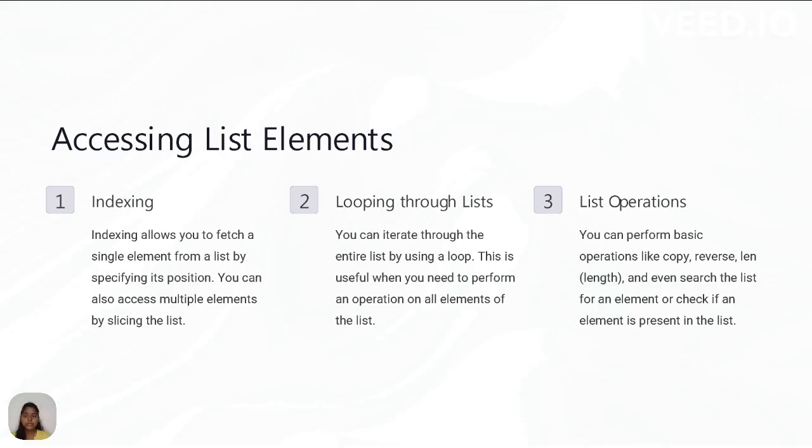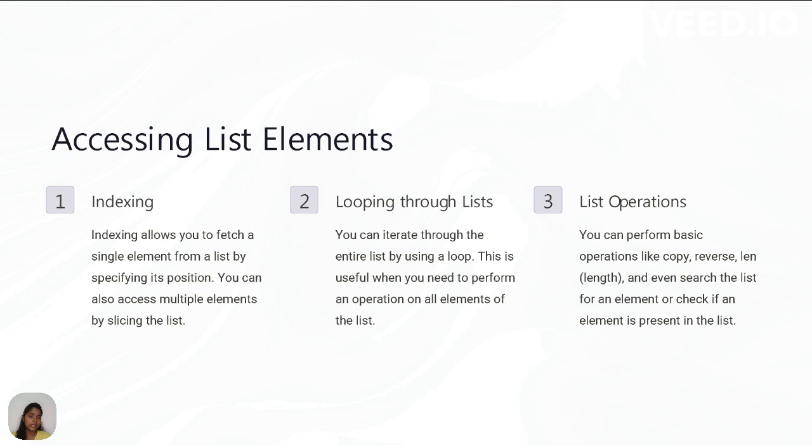And accessing list elements. In that, indexing, looping through the list, and list operations are the three. The first one is indexing. Indexing allows you to fetch a single element from a list by specifying its position. You can also access multiple elements by slicing the list. And the second one is looping through lists. You can iterate through the entire list by using a loop. This is useful when you need to perform an operation on all the elements of the list.